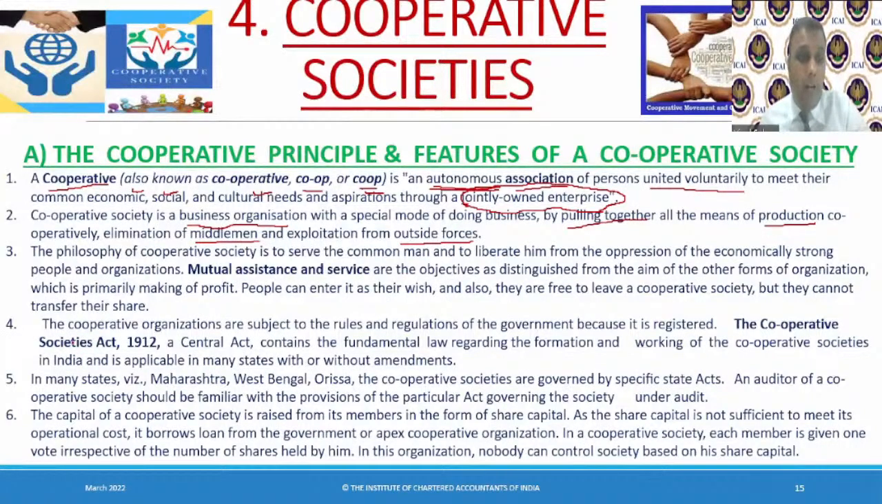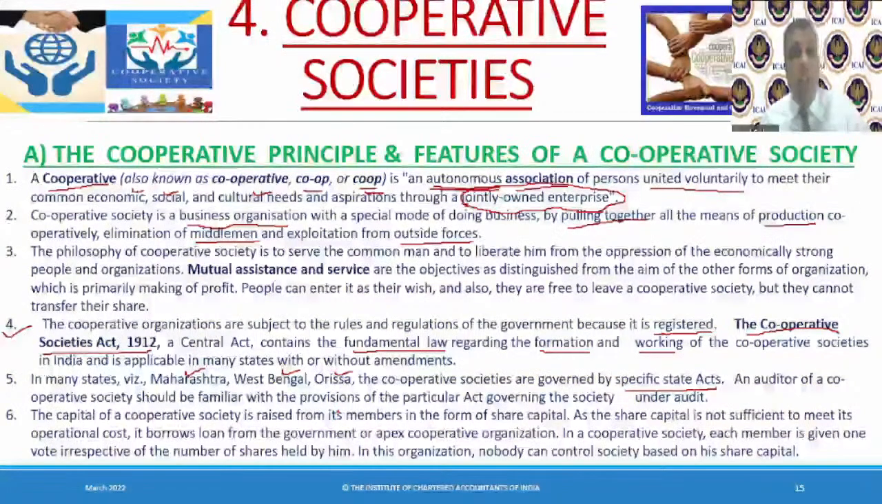Cooperative organizations are subject to rules and regulations of the government because cooperative societies have to get themselves registered under the Act. There is the Cooperative Societies Act 1912. This is a central act, which means applicable pan India, and contains the fundamental law regarding the formation and working of the cooperative societies in India. Many states have their own state cooperative society acts as well. For example, Maharashtra, West Bengal, Odisha. There are specific state acts.